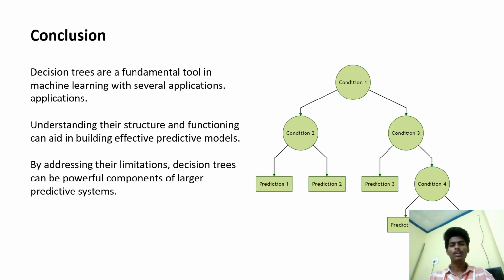And the conclusion: decision trees are fundamental tools in machine learning with several applications. This is a main concept in the machine learning subject. Understanding their structure and functioning can aid in building effective predictive models. By addressing their limitations, decision trees can be powerful components of larger predictive systems.